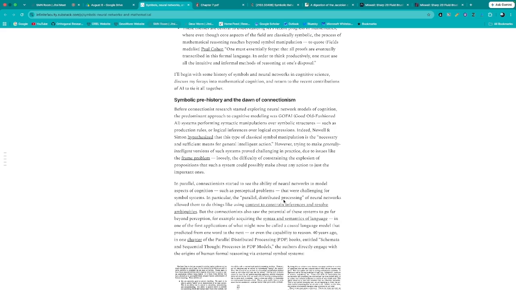Okay, but the connectionists also saw the potential of these systems to go far beyond perception. For example, acquiring the syntax and semantics of language, and one of the first applications of what might now be called a causal language model that predicted one word to the next. So this is very early on. The connectionists thought, we might be able to simulate language in the way that we're building our models.